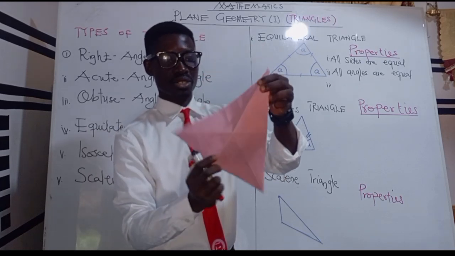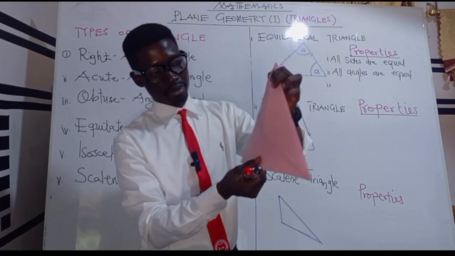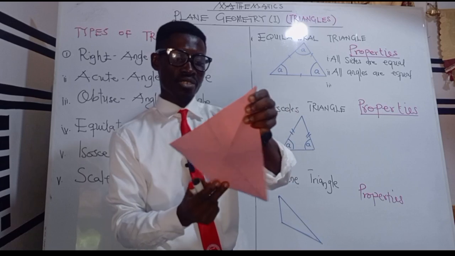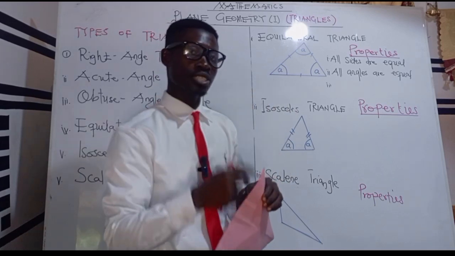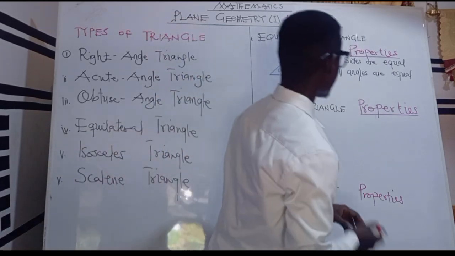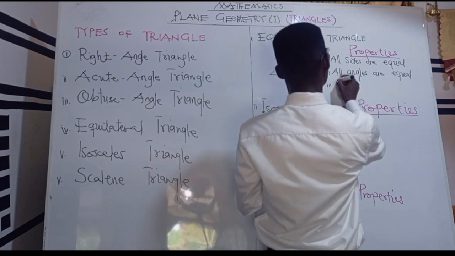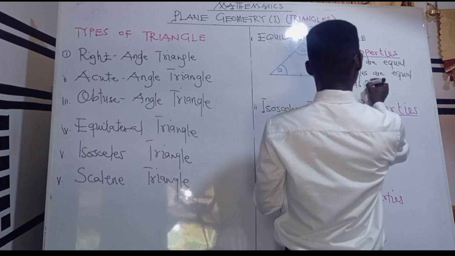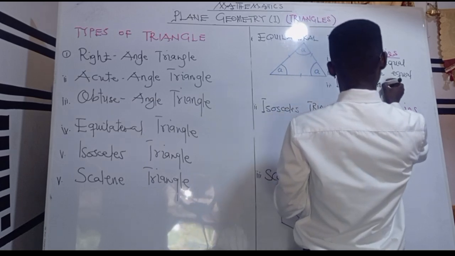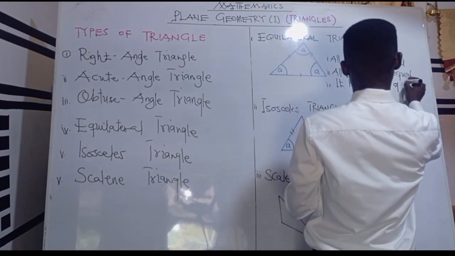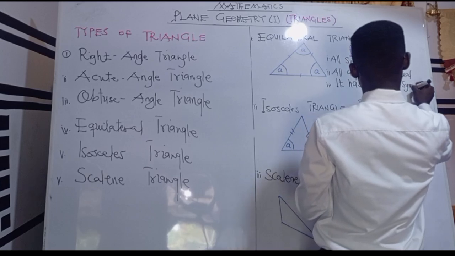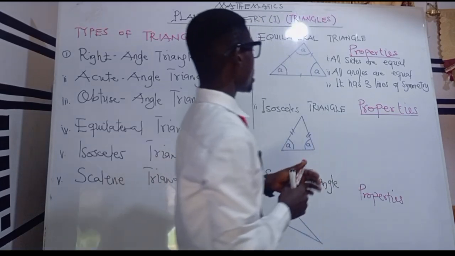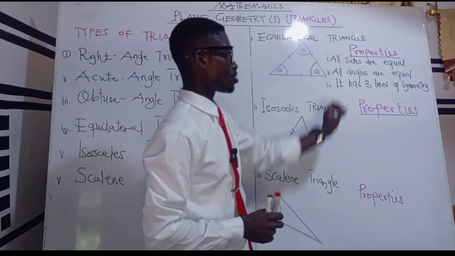So you can see that we had this, and then this. So an equilateral triangle has 3 lines of symmetry. So that is that for the equilateral triangle.